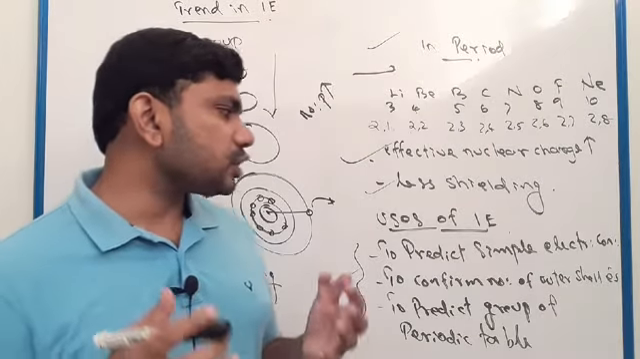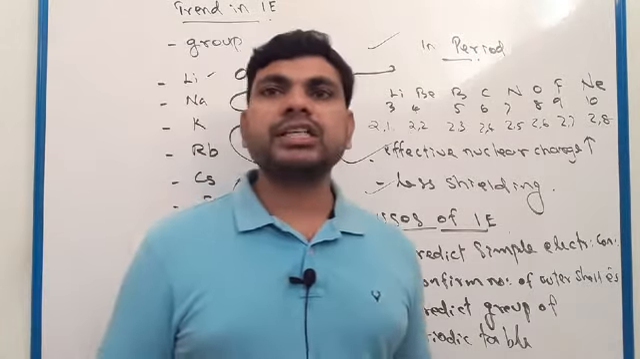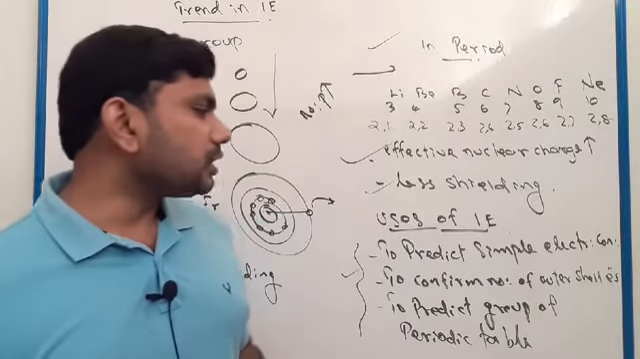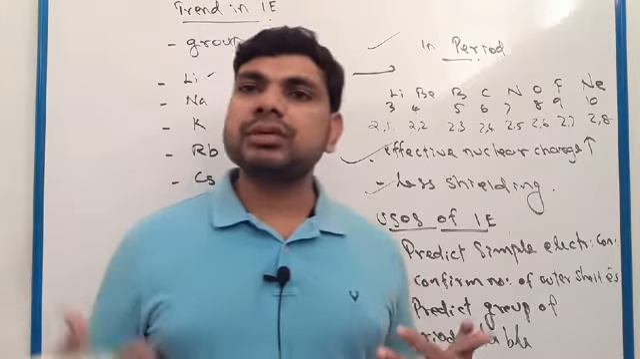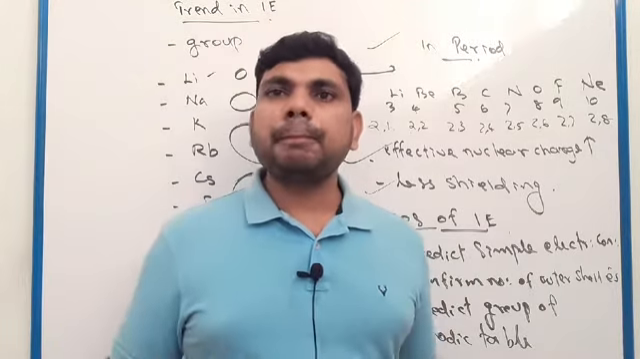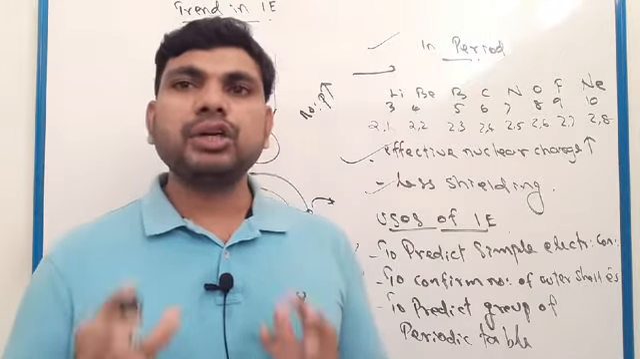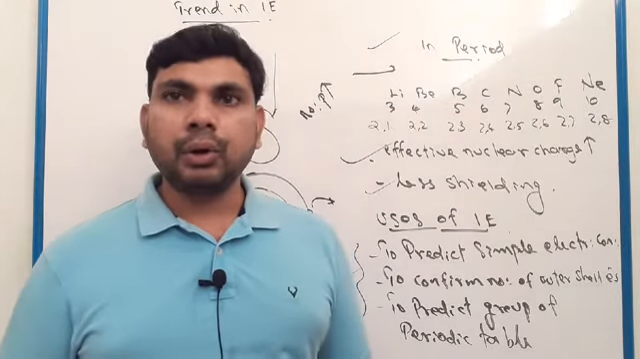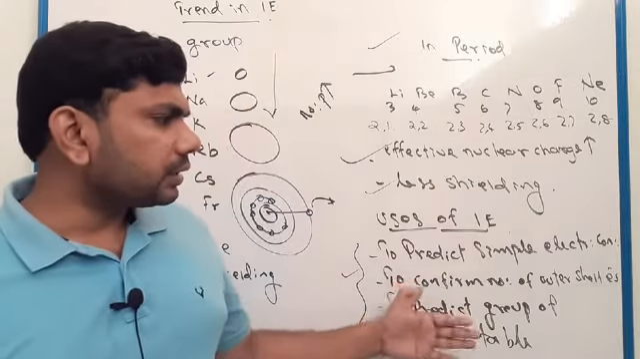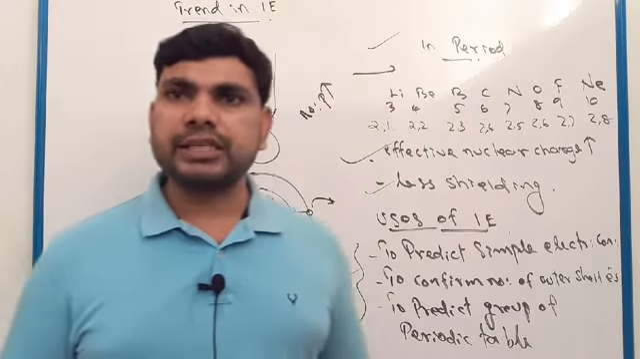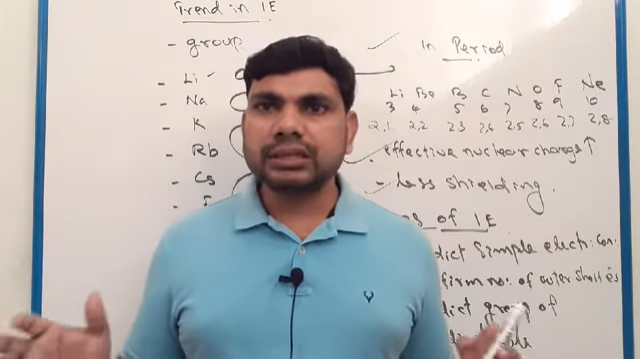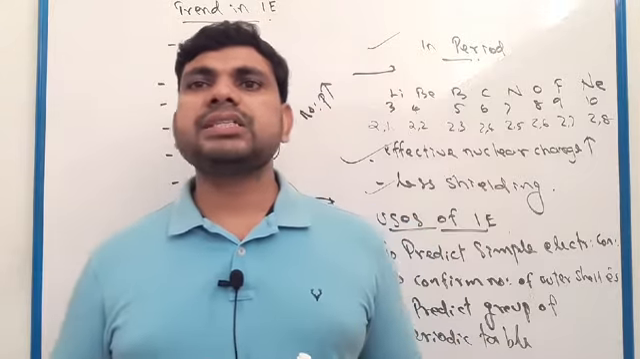Ionization energy helps to predict simple electronic structure. Also, it helps to find the number of electrons in the outer shell. With the help of the number of electrons in the outer shell, we are able to find the group in a periodic table. So these are the different uses of ionization energy. So these are the things we have to discuss in this video.